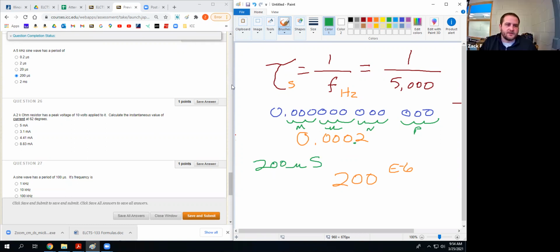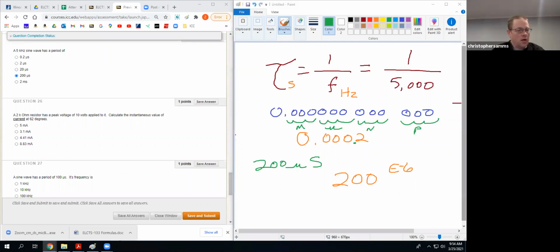A 2K ohm resistor has a peak voltage of 10 volts applied to it. What is the instantaneous value of current at 62 degrees? 4.41 milliamps? How'd you get that? You have to use Ohm's law to get the actual current, and then you take that times the sine of 62 degrees.